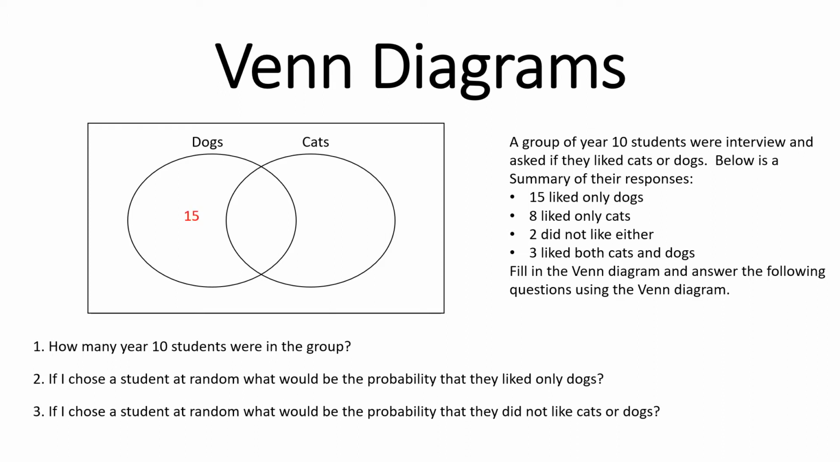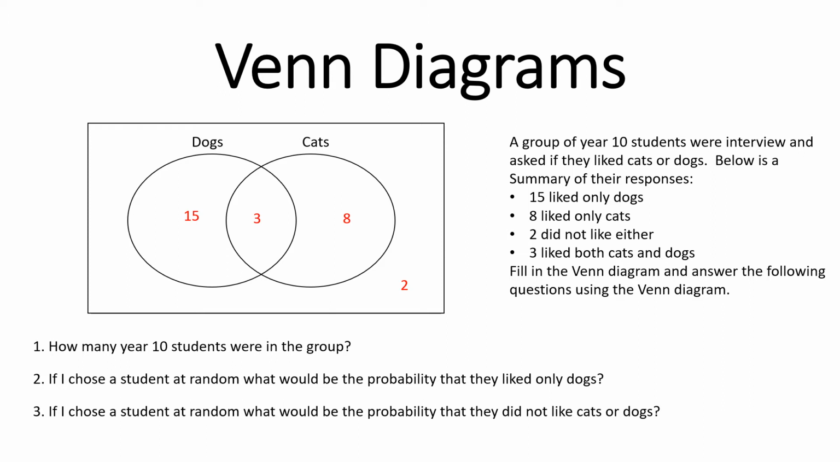So let's have a look. The first one is 15 people liked only dogs. So that's going to go in the part of the circle that is just for dogs, not the overlap part. The next one is that 8 people liked only cats. So that's going to go in the cat circle, but not in the overlapping part. 2 did not like either. That goes outside because it's not in either of the circles. And the last one of 3 liked both cats and dogs, that goes in the middle, in the overlapping part.